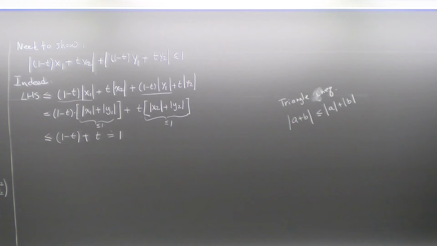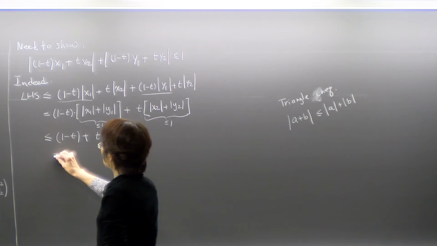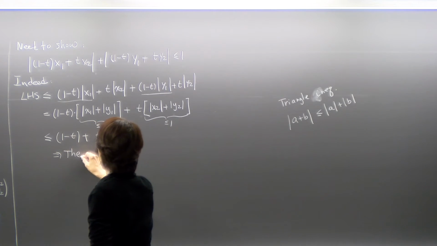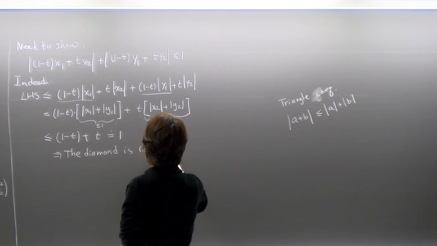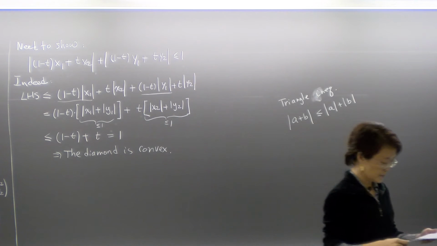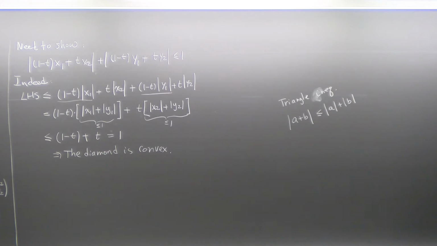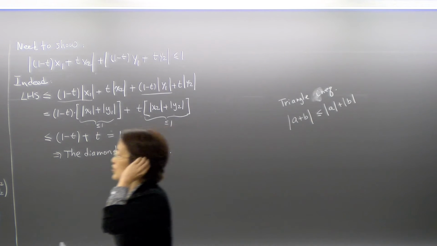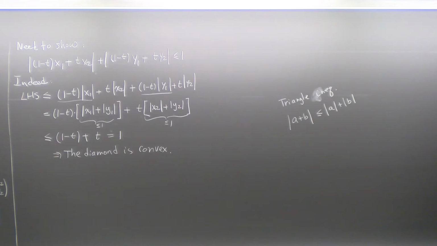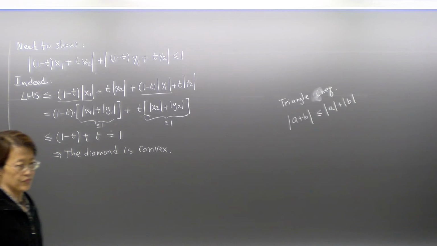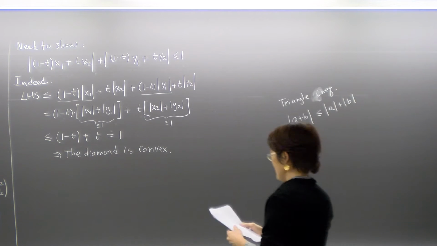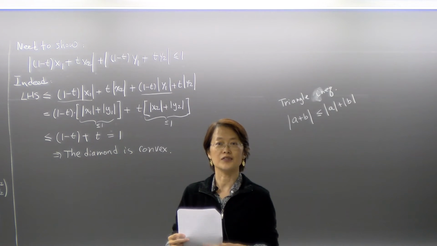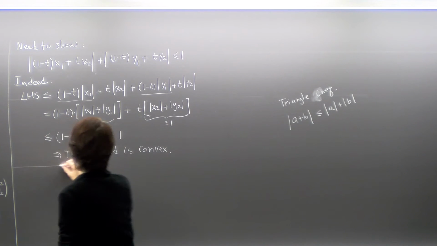Is that clear? Okay? So you conclude that the diamond is convex. Okay. So would you like to take the challenge and show that the disk is convex? I challenge you to do that just by yourself. Try that. Per definition, see if you can reach the conclusion. All right? It might be a bit more involved, but okay.